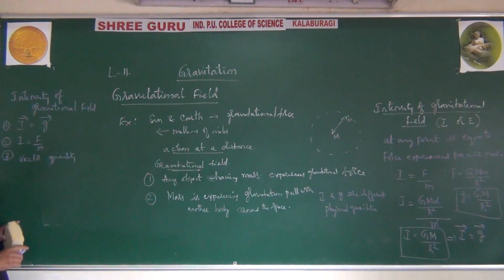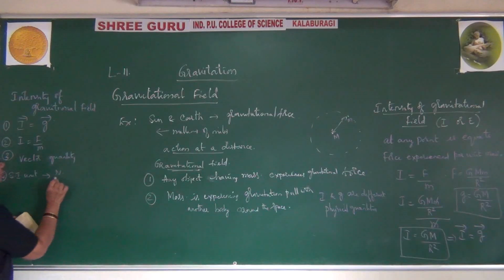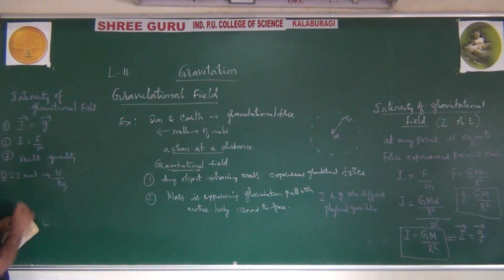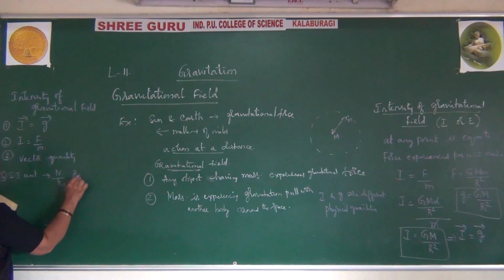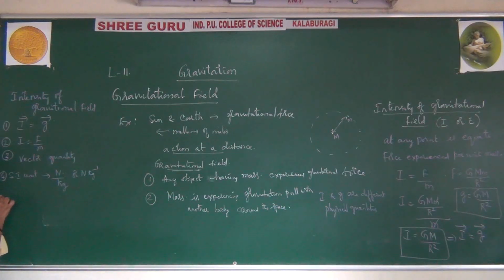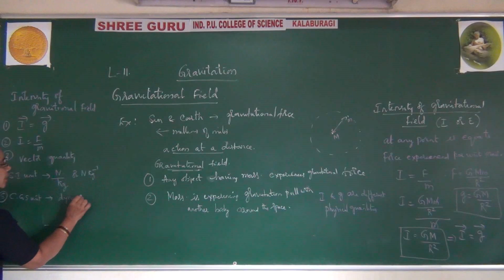And if you want to write with respect to the SI units, I can say SI unit. Fourth point: force you can write in Newton, mass is in terms of kg. This is nothing but called SI units. You are going to write Newton per kg. If you want to write CGS unit, at that time, instead of Newton, you can write dyne per gram.